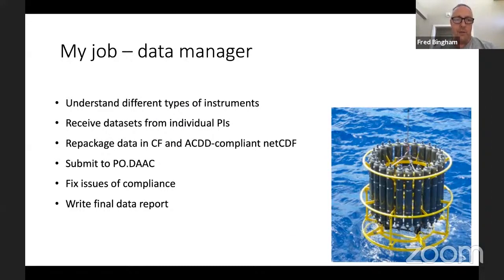My job as data manager was to try to understand these different types of instruments. The individual PIs, about a dozen of them, would turn those data sets over to me. I would repackage the data in CF and ACDD compliant NetCDF and submit it to PODAAC, and turn it over to Vardis, who would check it and invariably get back to me asking me to fix one thing or another. Then we would turn it into a final data set and write a final data report. All those data are now available at PODAAC in a relatively final form.